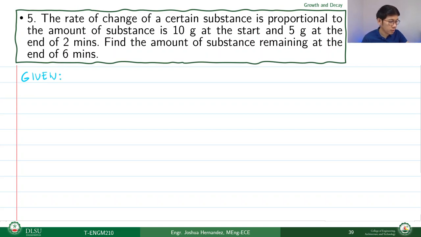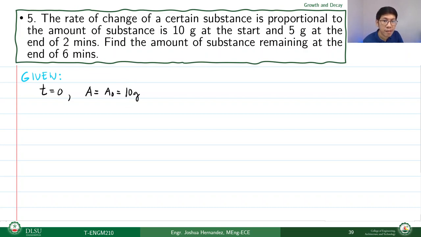So, what it says here is that we have 10 grams initially. The amount of substance is 10 grams at the start. So when t is equal to 0, the amount of substance, let's just call it A, is A naught. Initially, at the start, it is 10 grams.